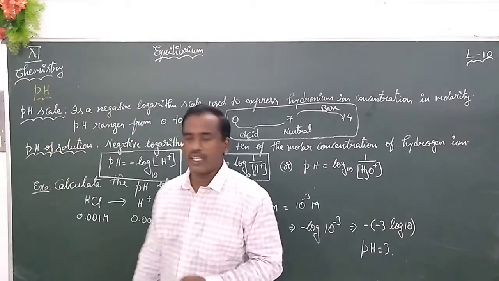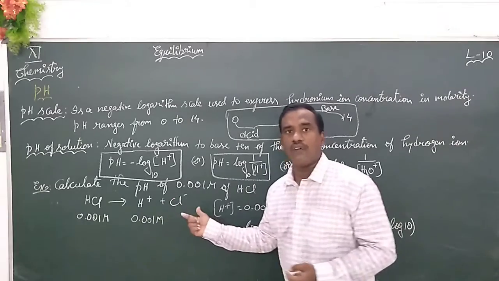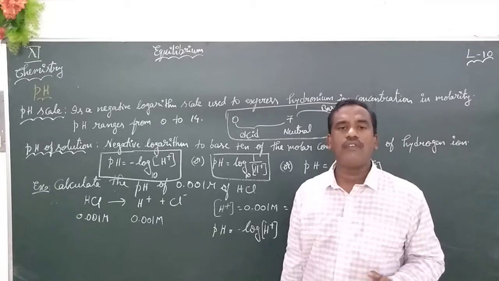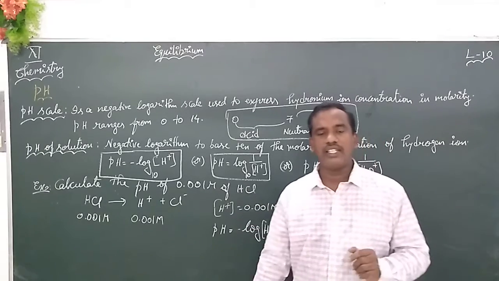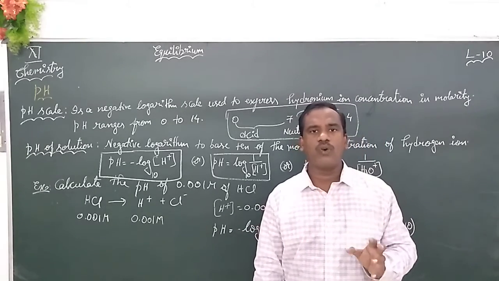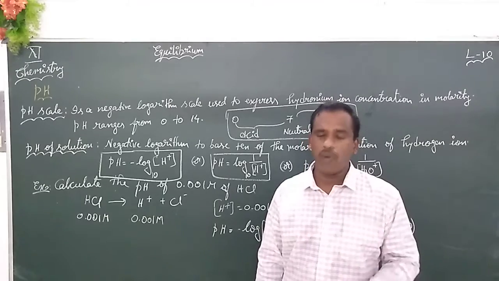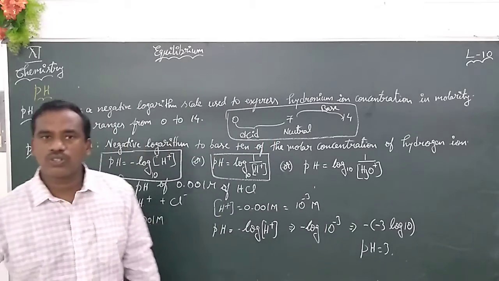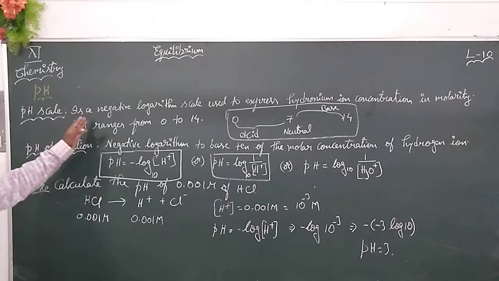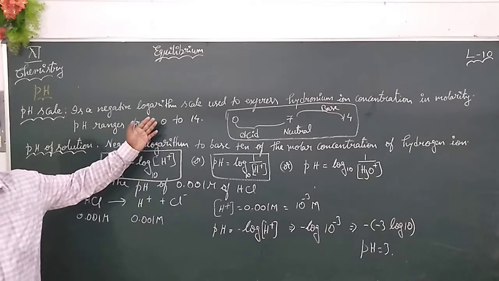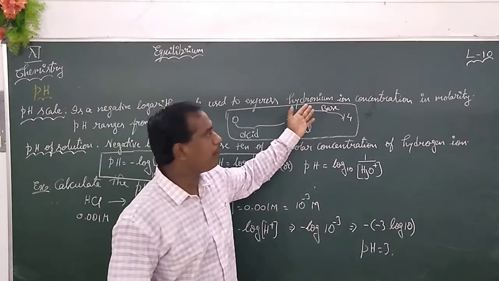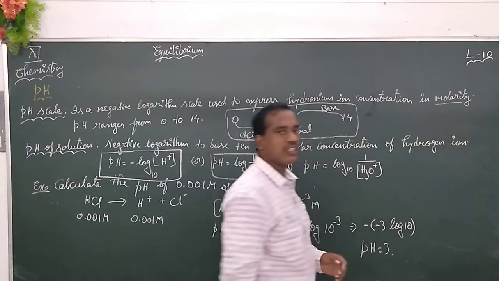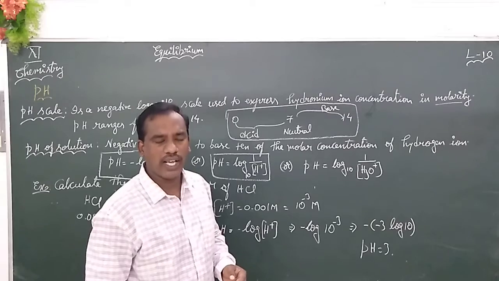One example is brought here. For example, calculate the pH of 0.001 molarity of HCl. Generally, our potence of hydrogen, or pH, is expressed in molarity. That is what we brought in the first definition. What is the pH scale? If a question is given, we can say it is a negative logarithm scale used to express hydronium ion concentration in molarity. How are we expressing this concentration? We are expressing the concentration in molarity.